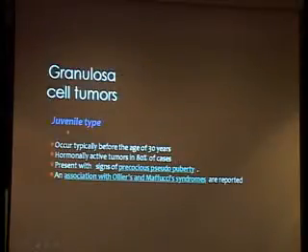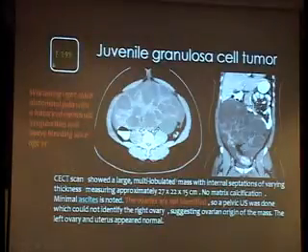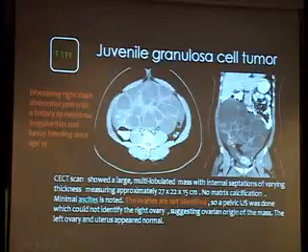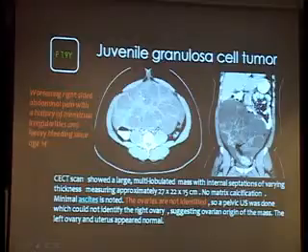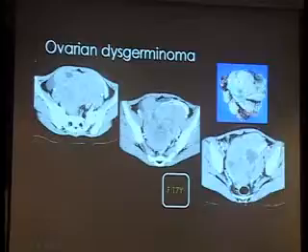And the juvenile type is more common than the adult type. And this is a female, 19 years old, and you see a big mass in the pelvis with solid component and cystic component. And this is another example. You should remember the age of the patient is young and the tumor is big.